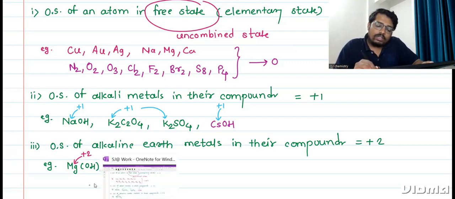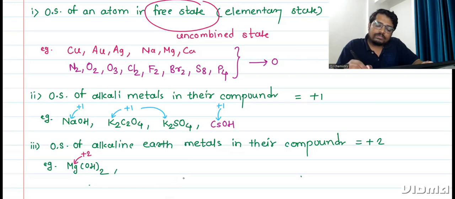Then calcium sulfate. The next example is calcium sulfate. Here also the oxidation state of calcium is plus 2. Then calcium nitrate.